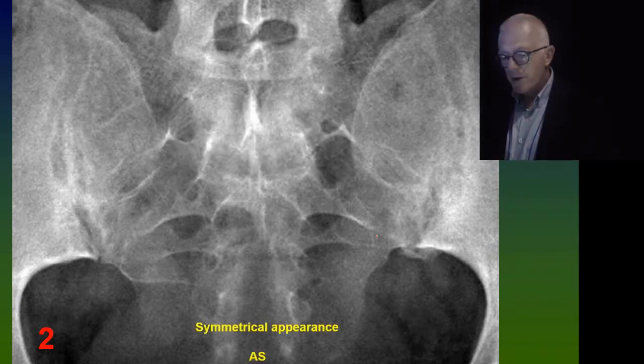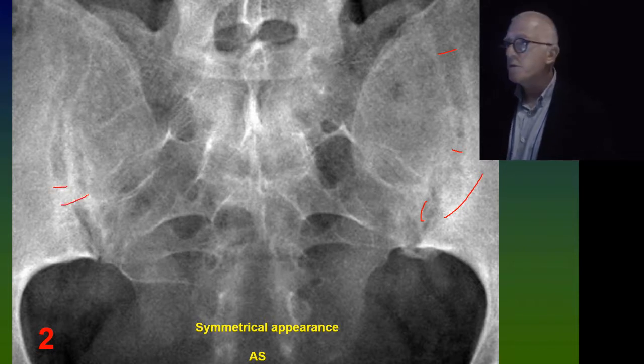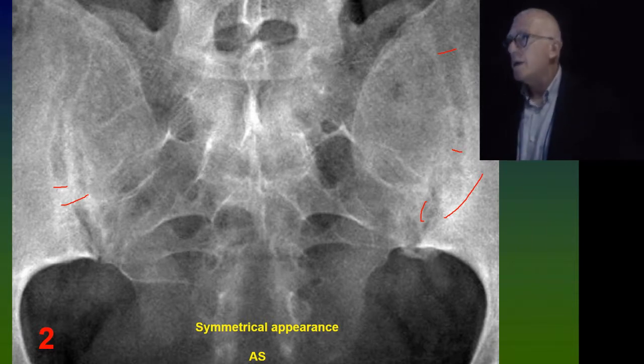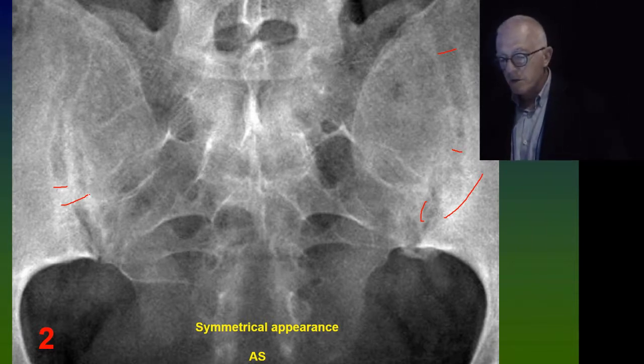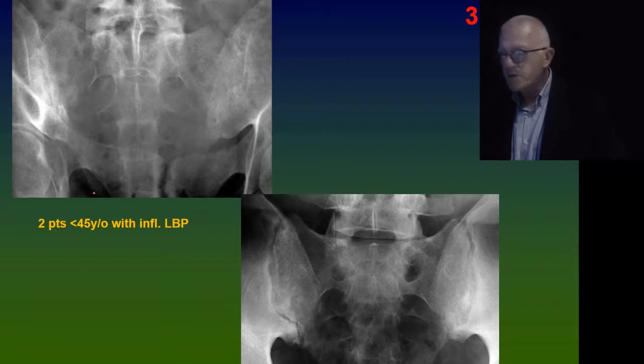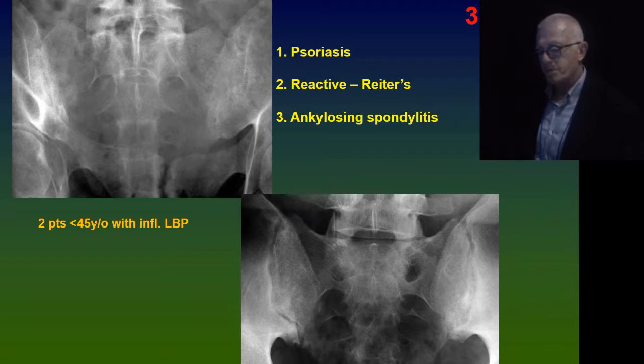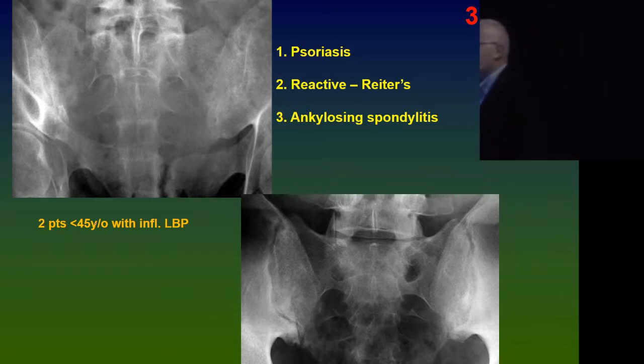That's the correct answer. Here we do have some widening, as you see here, narrowing here. We have some erosions, we have some sclerosis, and this is bilateral, perhaps with some minor ankylosis here. Therefore, the symmetric appearance is suggestive of ankylosing spondylitis. Case 3, two different patients, both younger than 45, with inflammatory low back pain. Please vote.